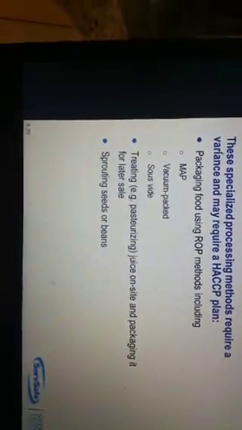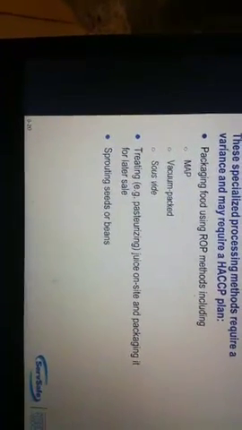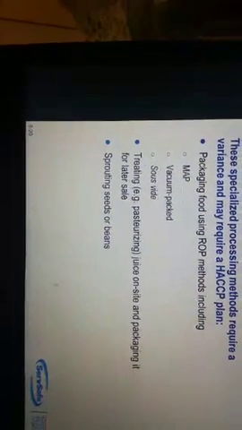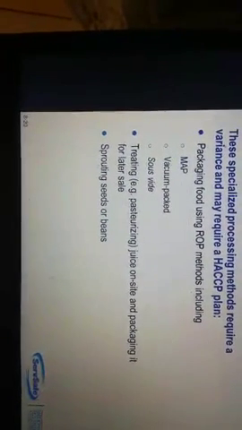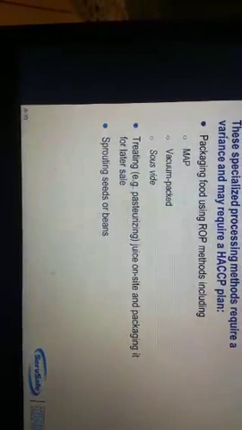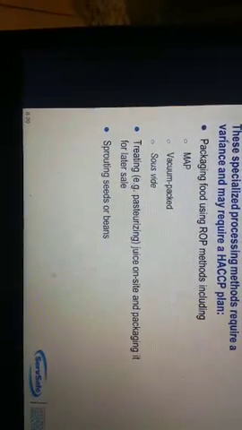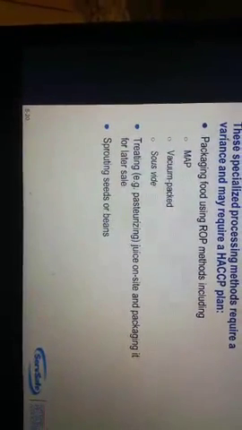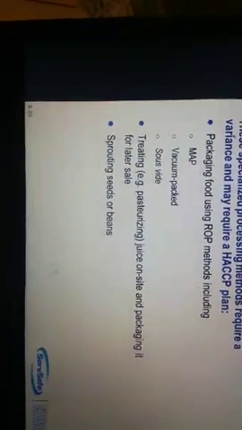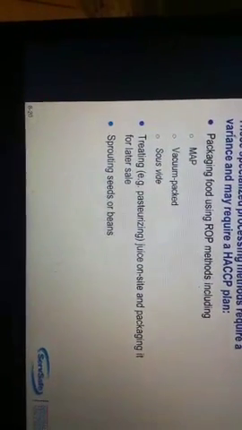Also, we have packaging food using ROP. Remember, we said that's reduced oxygen packaging methods, including MAP, vacuum packed, or sous vide. Treating or pasteurizing juice on site and packaging it for later. And of course, sprouting beans or seeds. All right, so that is the end of chapter 8.